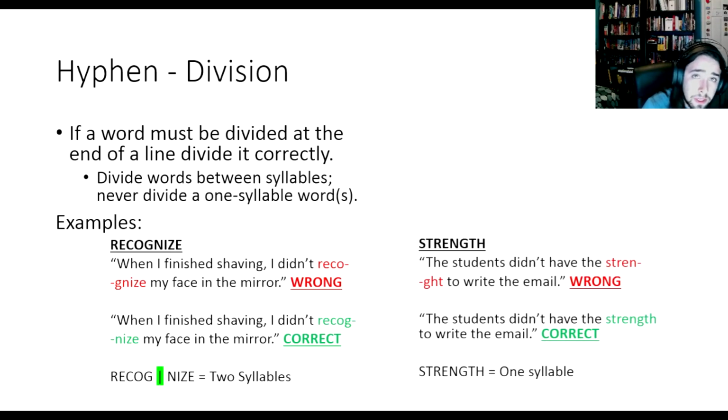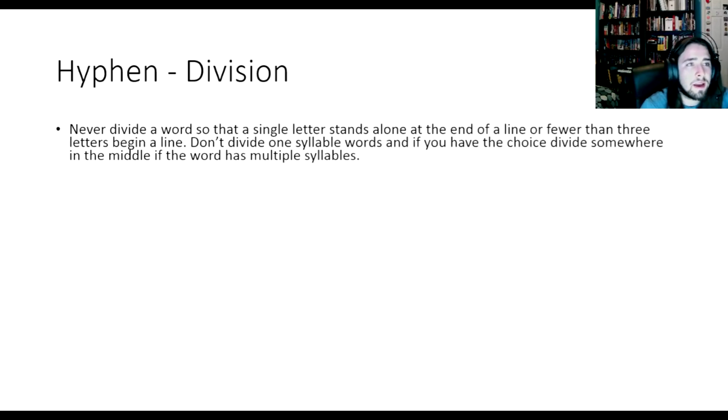Then "strength" is a one-syllable word. So "the students didn't have the strength to write the email" would be wrong if it were split. You would have to keep it on one line. So if you're writing a paper or an essay as a student or in business, you would have to either hit enter or somehow reformat your document to have the word on the correct line. Usually something like Word would just break that off automatically, but if you're writing an email, it may not work that way. So be sure to hit enter if it's a one-syllable word, or just break it off where the two syllables meet.